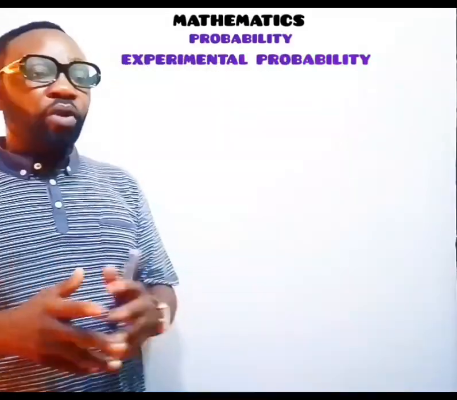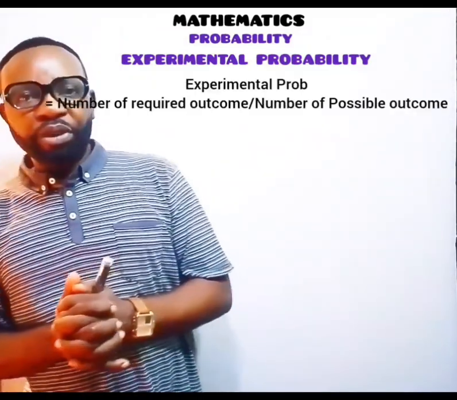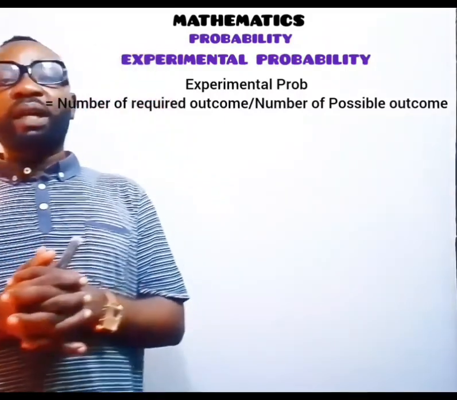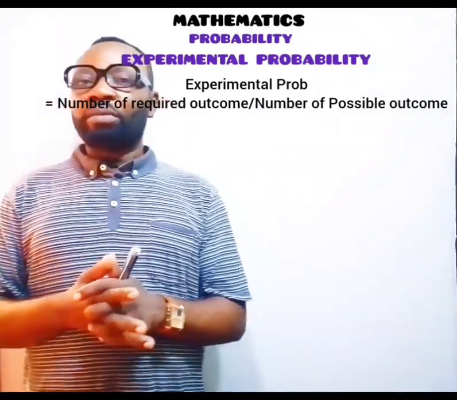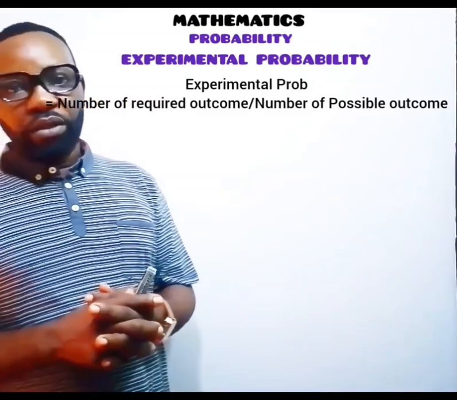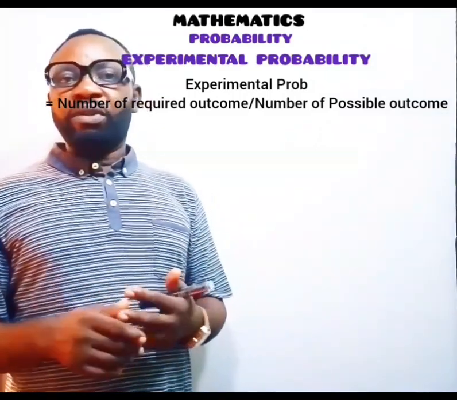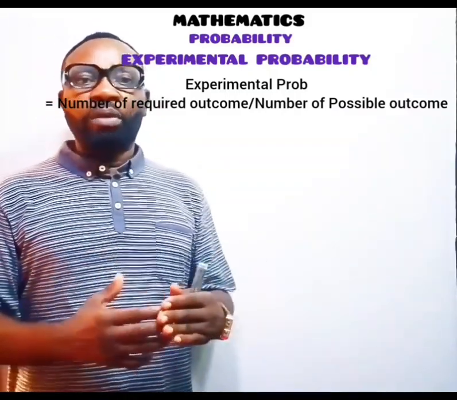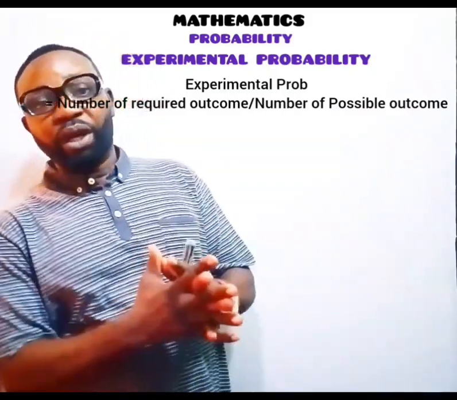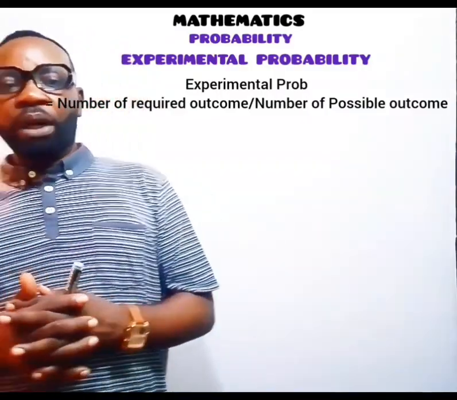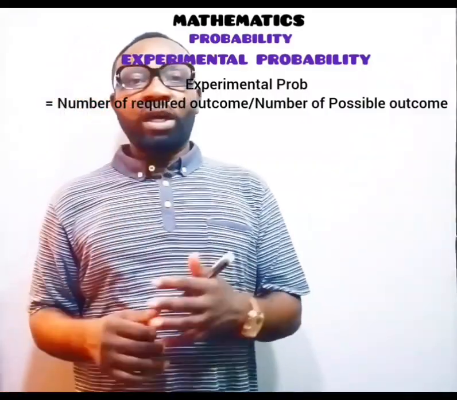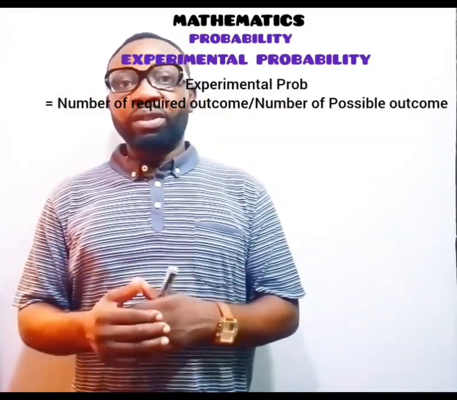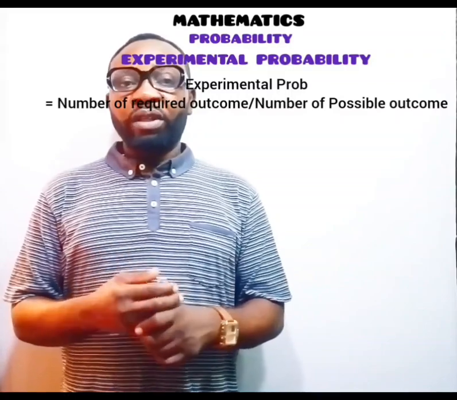Now, in other words, mathematically, experimental probability can be given as the number of required outcomes divided by the number of possible outcomes. It does not mean that we have changed the definition of probability, but in experimental probability, we are talking about the number of required outcomes divided by the number of possible outcomes. Let's look at a question on experimental probability, to back up what we have been talking about.